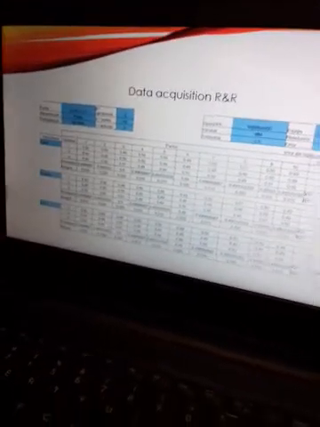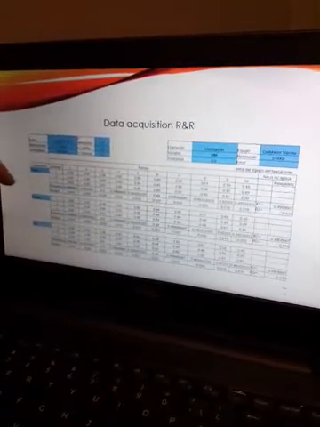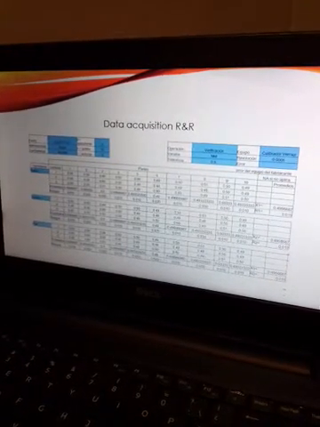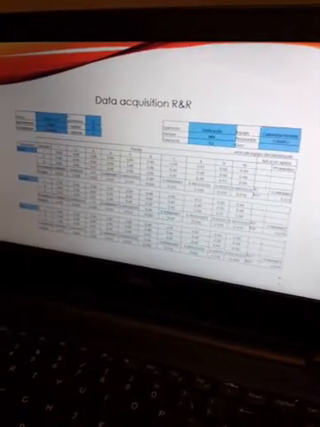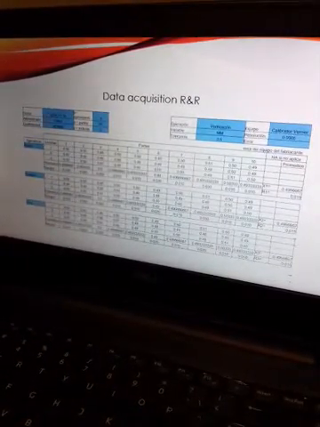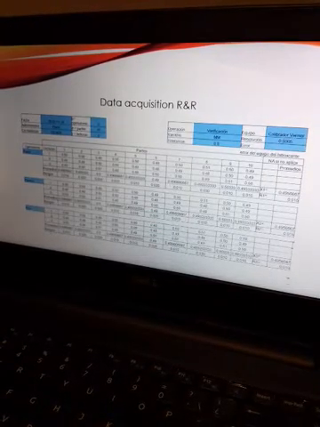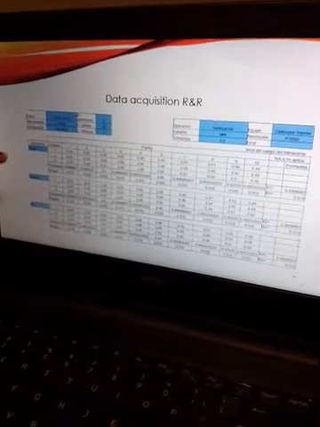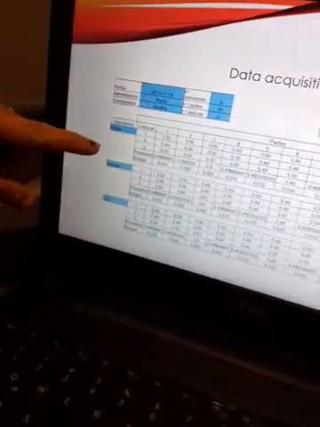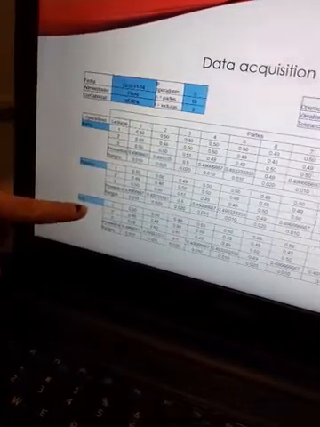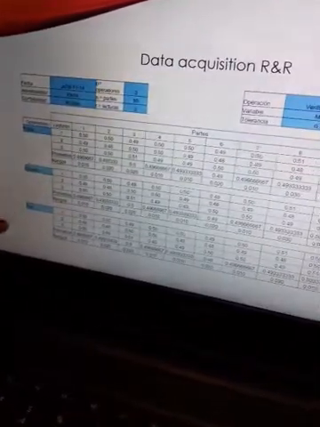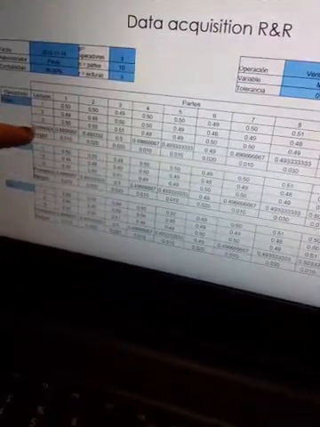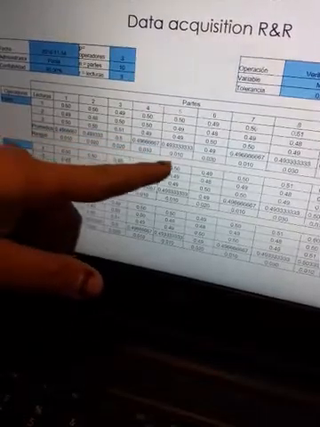So yes, the acquisition of R&R, repeatability and reproducibility. This kind of data acquisition is because we need to be sure that the micrometer gives the same reading on different dates or with different operators. Like you can see here, Paulina and Flor made different measurements, and the results are very close. So with this we can be sure that the micrometer works well.